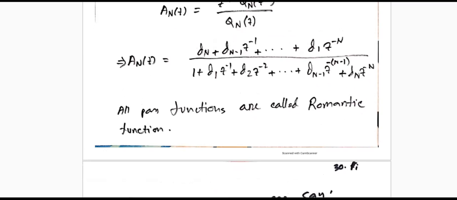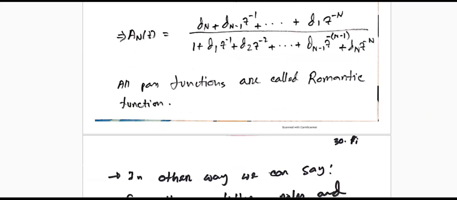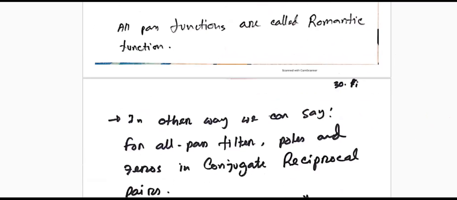And as I already mentioned, there is a couple between the poles and the zeros, and that's why this kind of function is called the romantic function, because you have one pole and there are consecutive zeros. If the pole changes its position, of course the zero also changes its position. So they have a very romantic relation between the poles and the zeros.